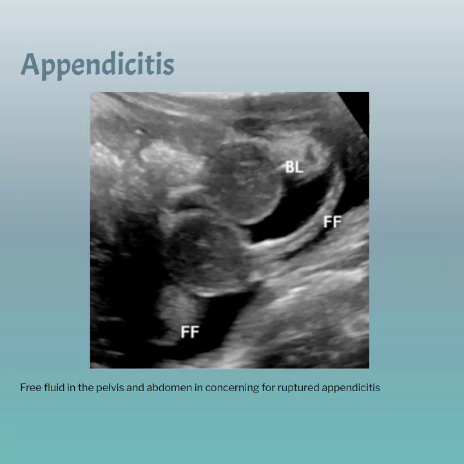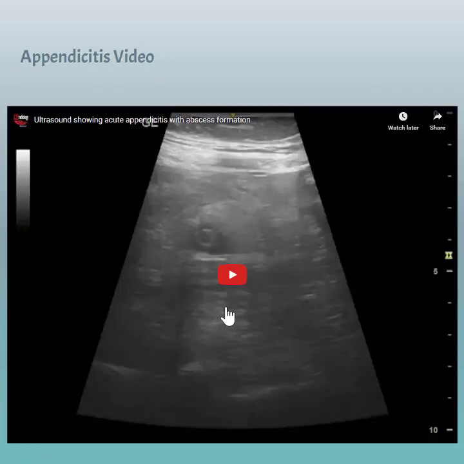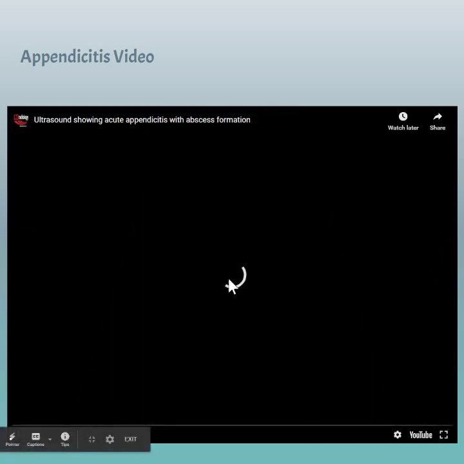Here are some more examples of free fluid within the pelvis. What we can see here is the urinary bladder with free fluid here and off to the side of it, and then bowel also in the area. So let's take a look through this video. This is going to show us a case of appendicitis with abscess formation.